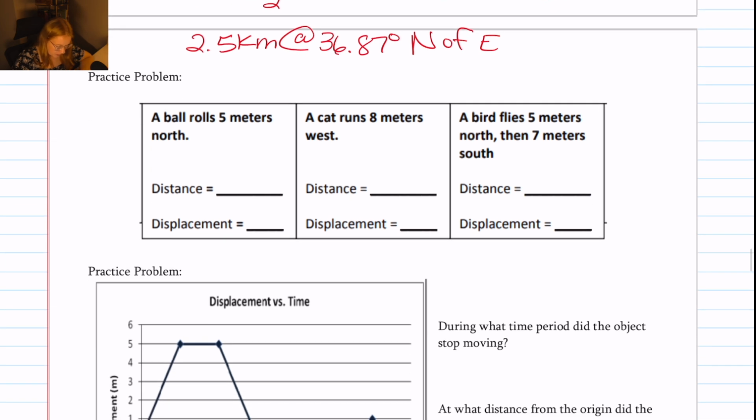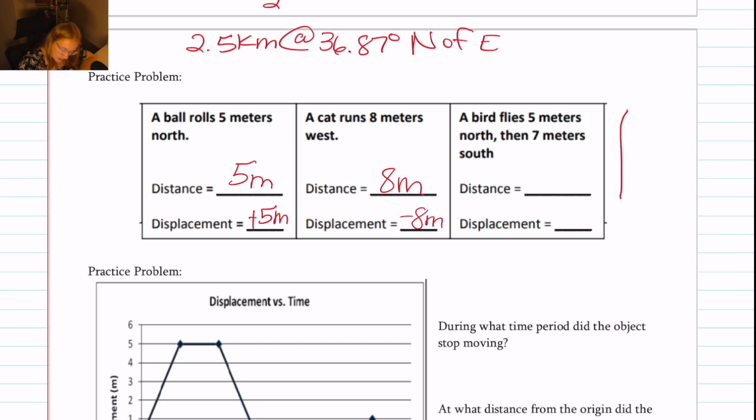Okay, let's do some easier examples. A ball rolls 5 meters north. Remember, distance doesn't care about direction, so distance is 5 meters. But for displacement, we want to consider direction and mark that. Remember, north was positive, so positive 5 meters would be the displacement. The only difference is denoting the direction. A cat runs 8 meters west. Distance doesn't care about the west, but displacement does, and west is negative.